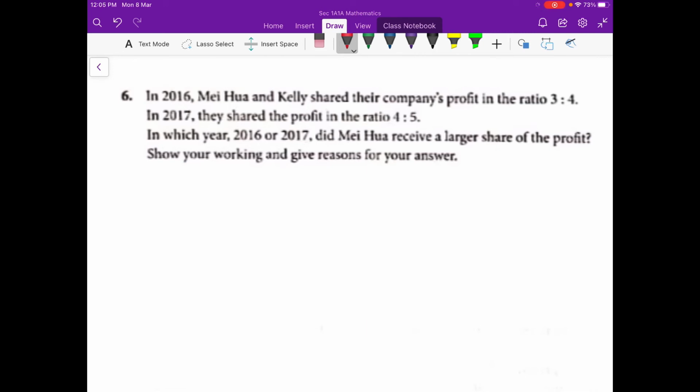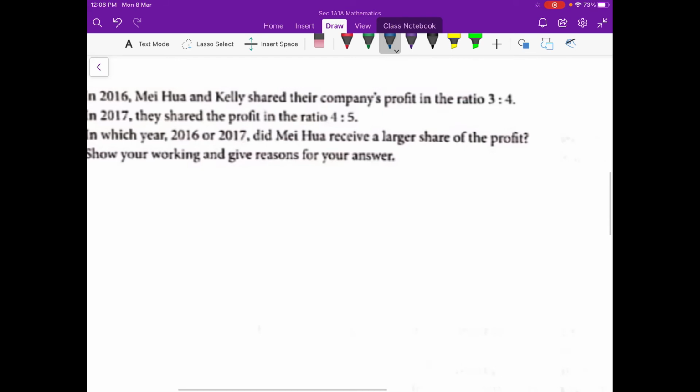Okay, we'll do it together now. It's getting noisy. Mei Hua and Kelly share the company profit in the ratio 3:4. Who got more? Kelly. Okay, so put Mei Hua and Kelly on top. Kelly actually got more. Maybe she's the boss, maybe she's the bigger shareholder.